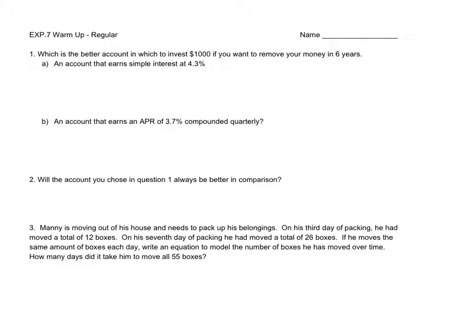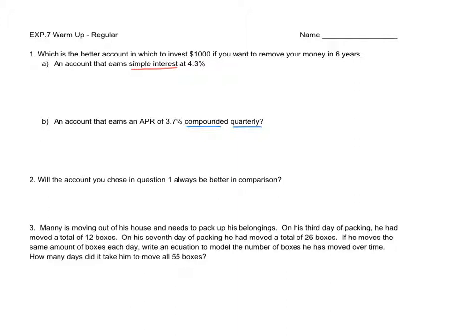Part A says an account that will earn simple interest of 4.3% for 6 years. Part B is an account that earns an APR of 3.7% compounded quarterly. What we have to do is figure out after 6 years which of these two accounts has more money in it. Both of them are investing $1,000. The key thing is that part A is simple interest, and part B is compounded quarterly.